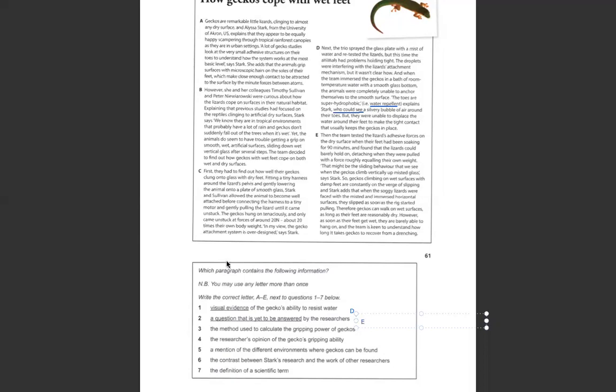So don't look for words that are in the question and try and match them to words that are in the passage. Remember, a lot of time things are paraphrased. So if you're just trying to match words, you may get the answer wrong. Let's have a look at E. And it says here, the team is keen to understand how long it takes geckos to recover. So if they're keen to understand, meaning they would like to or they want to understand something, it means they don't understand it yet. So the question here would be, how long does it take geckos to recover from a drenching? So this phrase, they're keen to understand, means I would like to understand, therefore I don't understand yet.